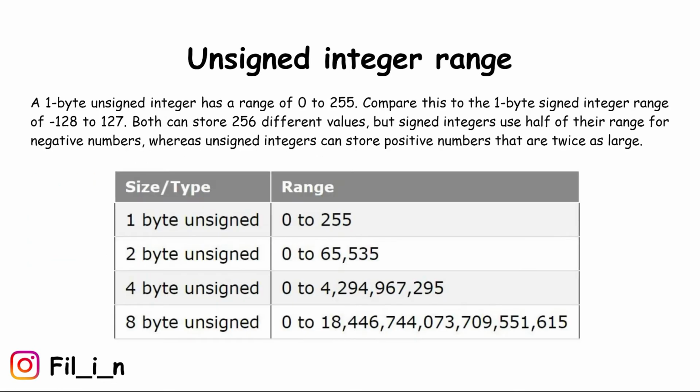A 1-byte unsigned integer has a range of 0 to 255. Compare this to the 1-byte signed integer range of -128 to 127. Both can store 256 different values, but signed integers use half of their range for negative numbers, whereas unsigned integers can store positive numbers that are twice as large.